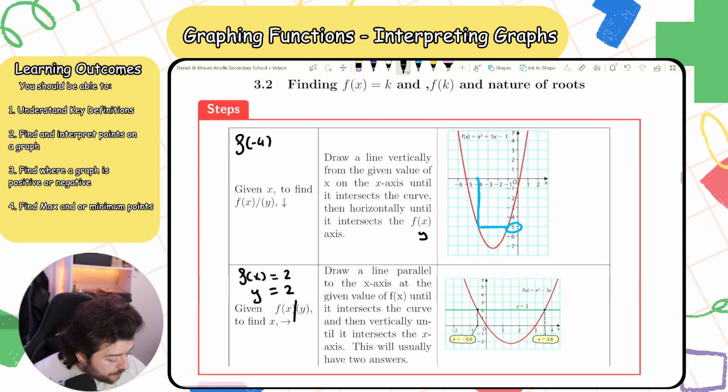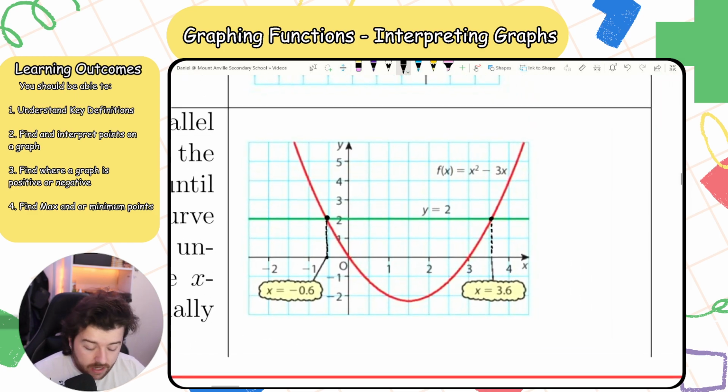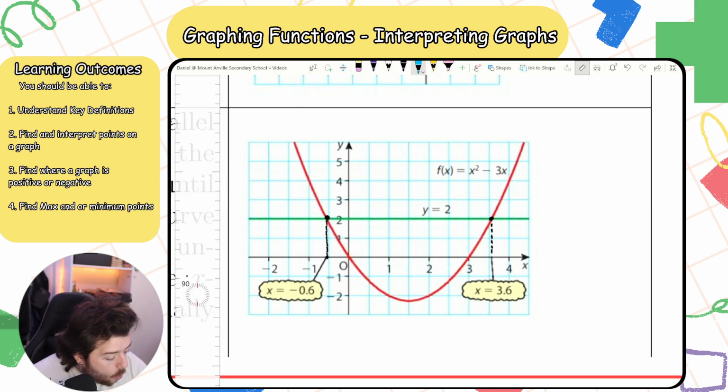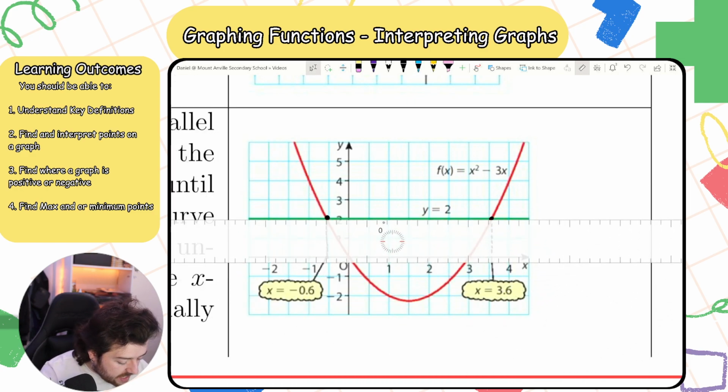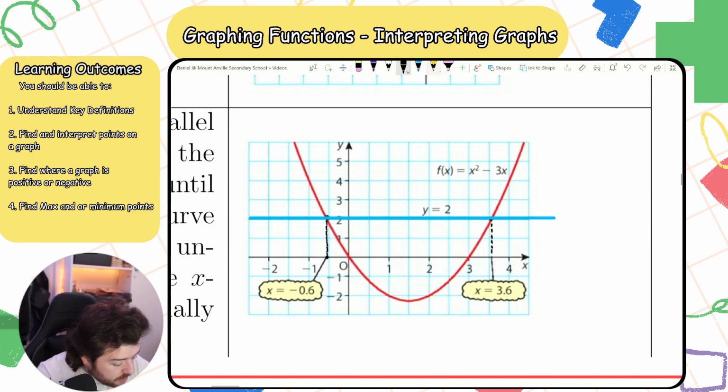So I go to 2 on my graph. See here, I'm at 2 on my graph, and you draw a horizontal line that is parallel to the x-axis, like so. Bing. And you just make note of the 2 points that it intersects the graph at, and you go down, and then you see, oh, this one intersects at x equals -0.6, and then this one here intersects at roughly 3.6, right?